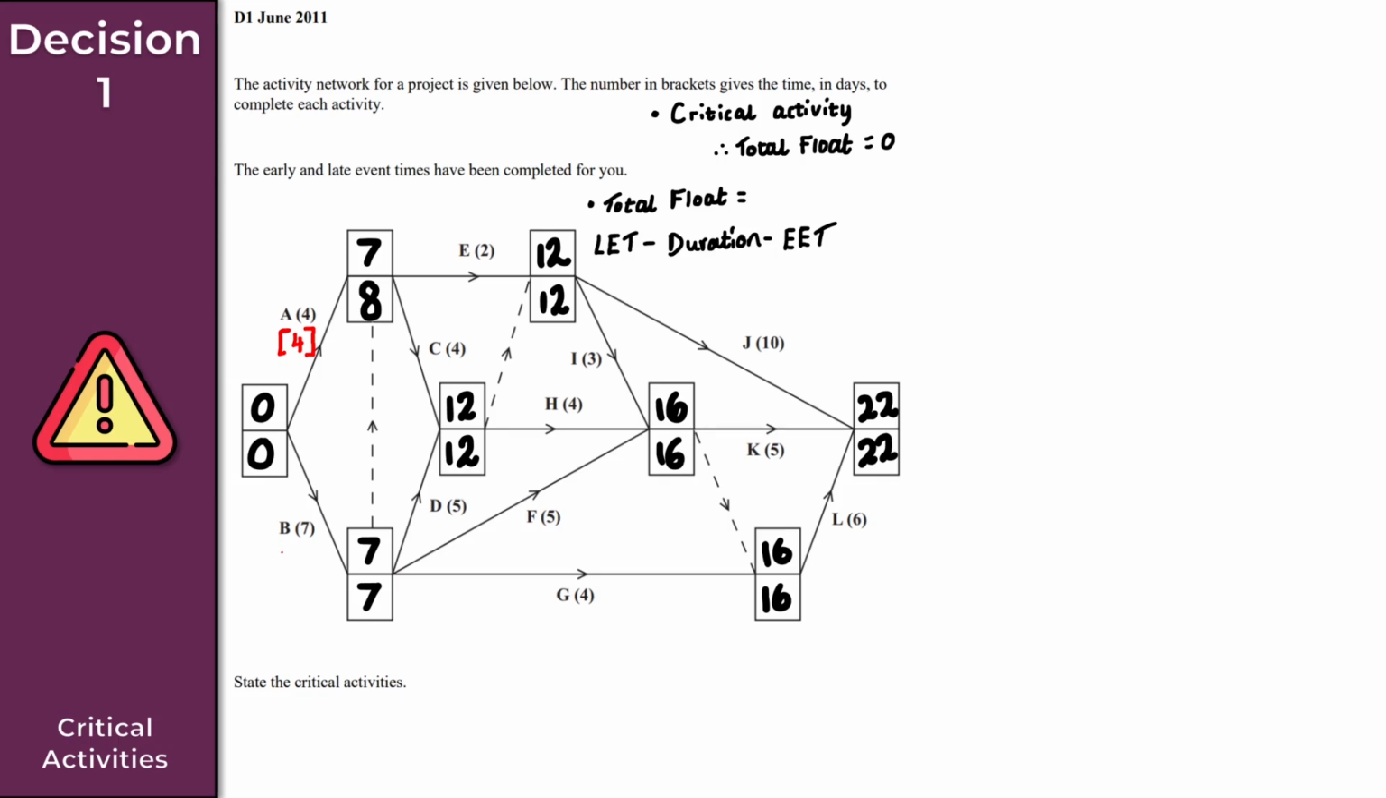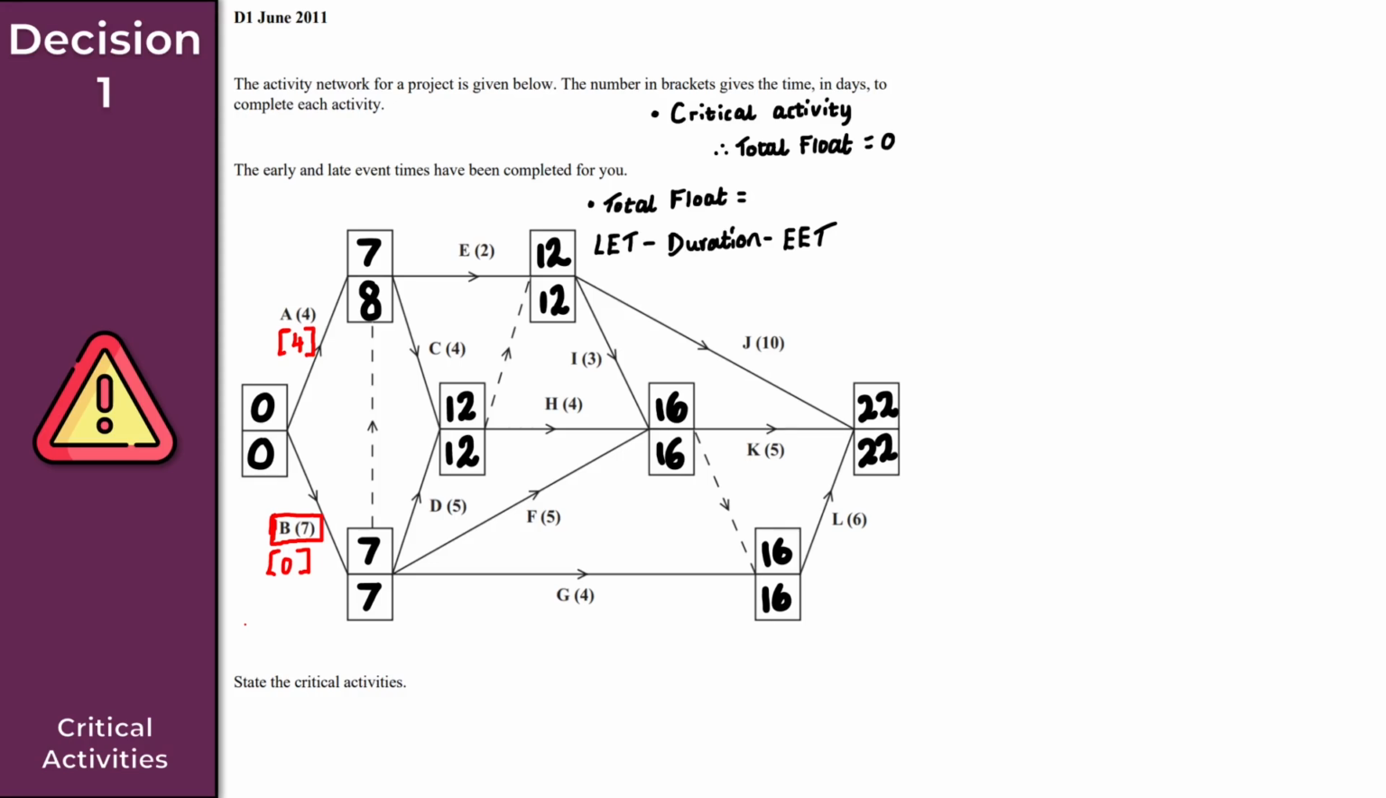What about activity B then? So the late event time is 7, the duration is 7, and the early event time is 0. So I do 7 minus 7 minus 0. And that gives us a total float here of 0, okay? So the total float is 0. What that means here then is activity B is a critical activity, okay? I'm just going to highlight activity B here then, just so we're aware. Activity B then is a critical activity.